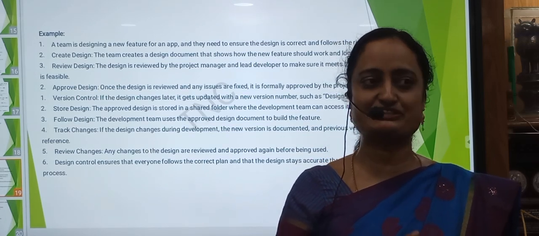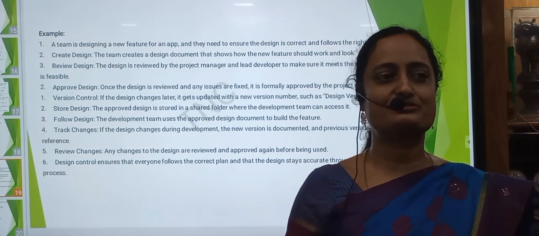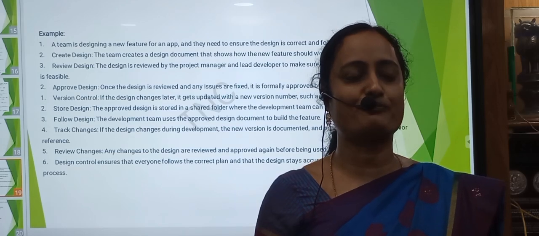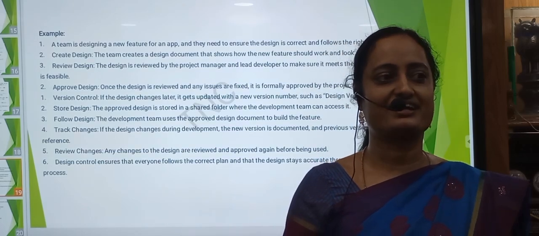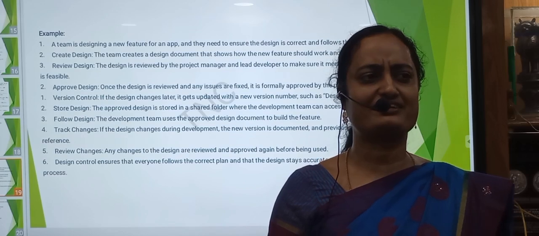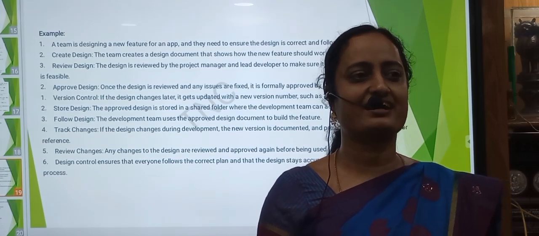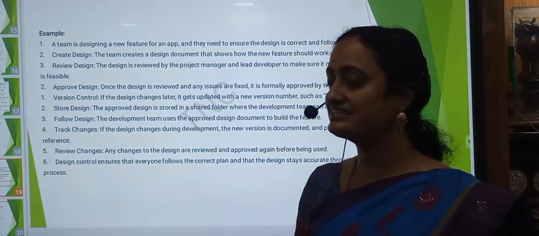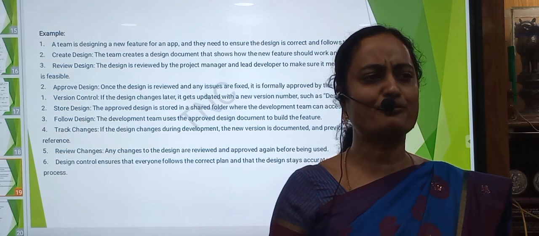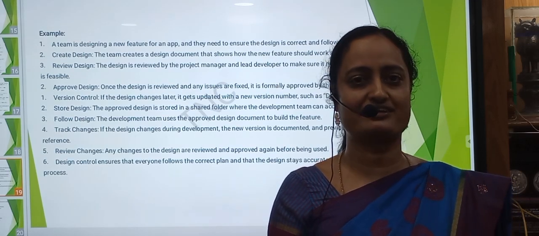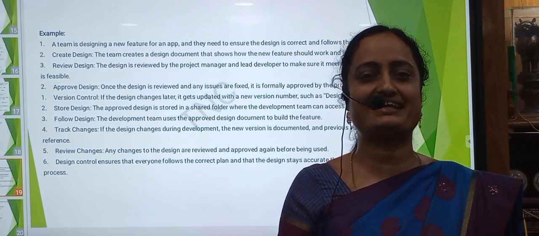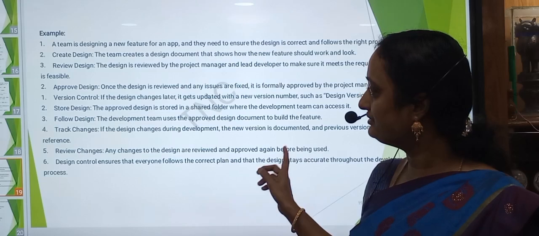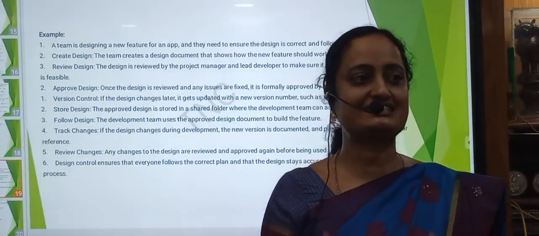Once the design is reviewed, if any issues are there, it is formally approved by the project manager. Next, version control. If the design changes later, it gets updated with a new version number. So that is version control. Next, store design. The approved design is stored in a shared folder. Then the whole team can see it and access it. That's why the design will be stored in an accessible manner.